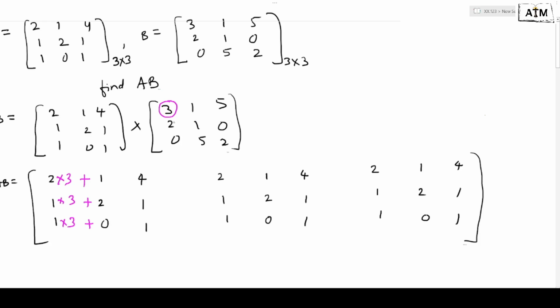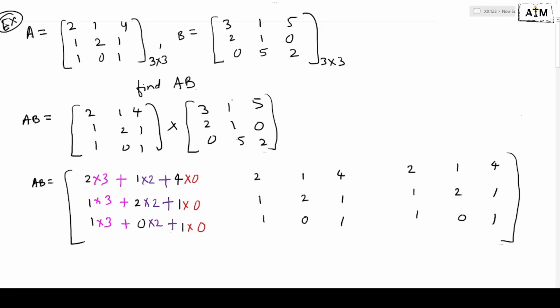Now below 3 is 2. So into 2, into 2, into 2, with plus signs. Now below 2 there is a 0. So 4 into 0, 1 into 0, 1 into 0. Now the job of the first column is over.